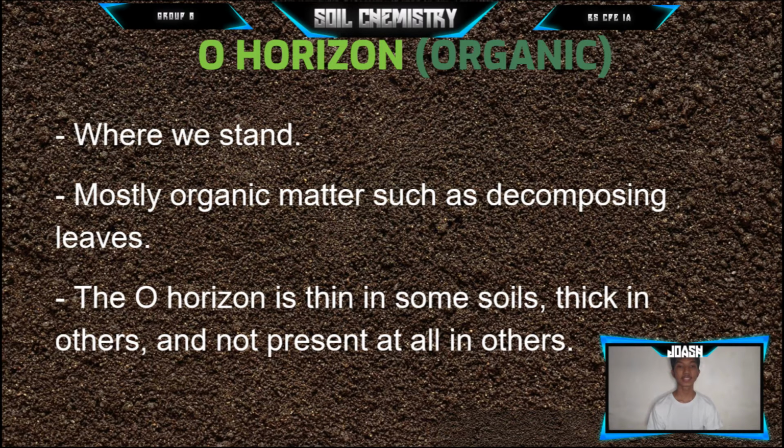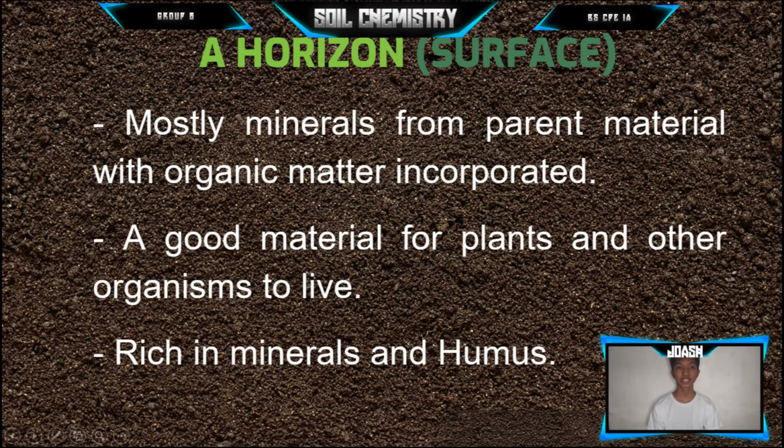The second layer is the A horizon. This layer is called the topsoil. It is found below the O horizon. Mostly minerals from parent material with organic matter incorporated. This is where the seeds germinate and plants' roots grow. It is a good material for plants and other organisms to live. It is rich in minerals and humus because it is made up of decomposed organic matter mixed with mineral particles.